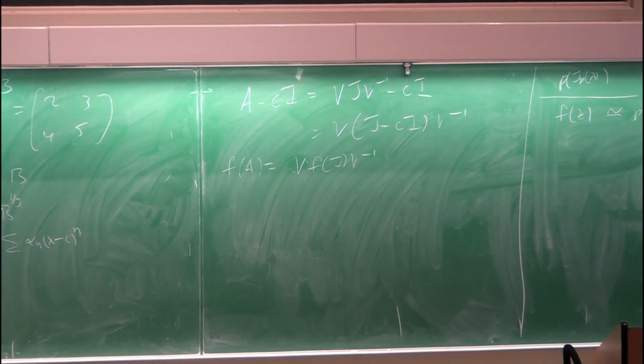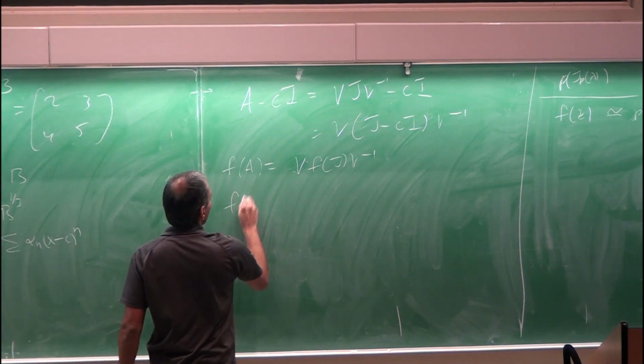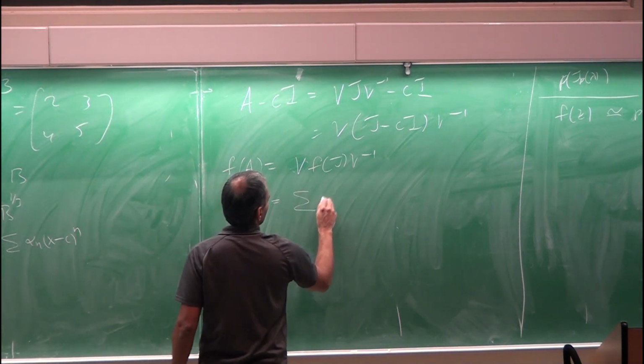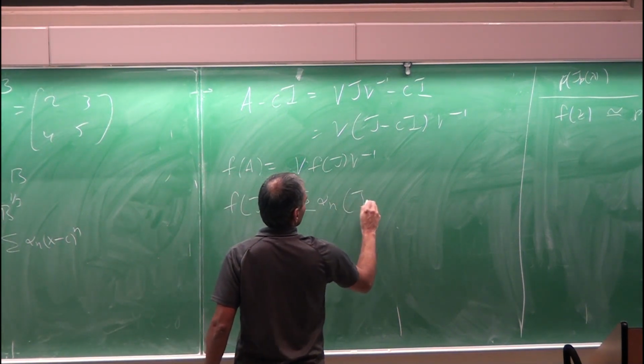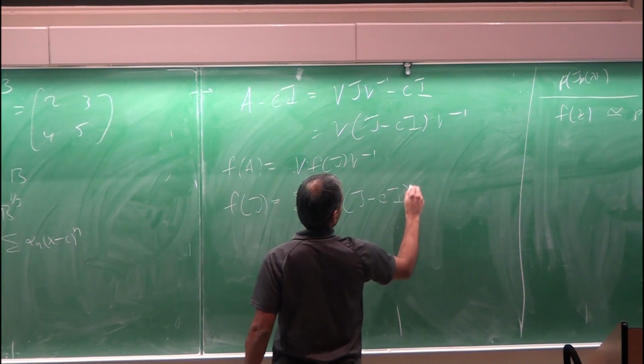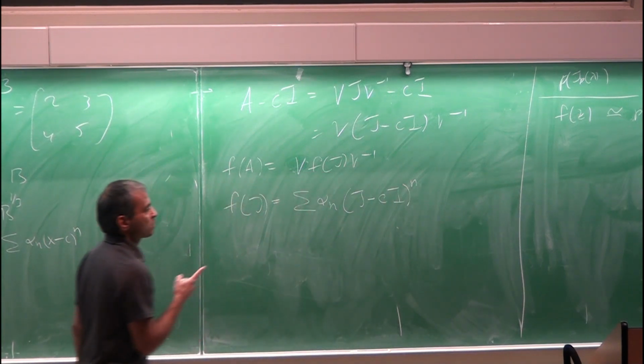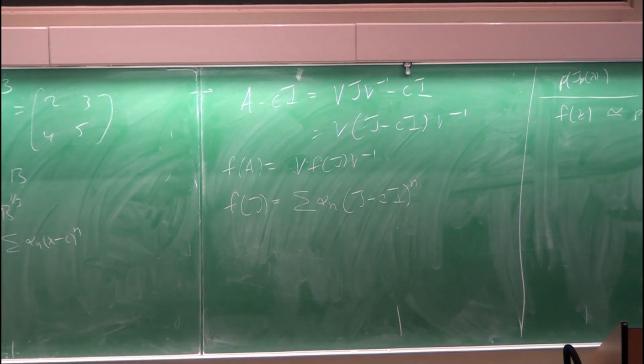Right, so we just have to worry about computing the function on the Jordan form itself, and when we stick f of J in, because of this expression on the top, you'll only get things like this: alpha n (J minus cI) to the power of n. This is the only thing that we have to worry about.